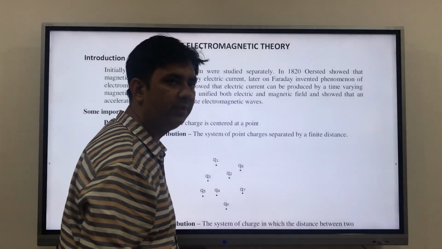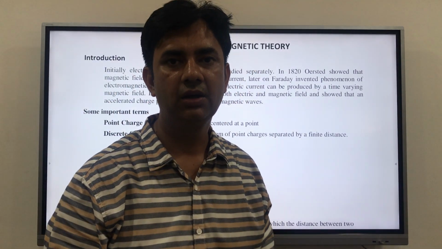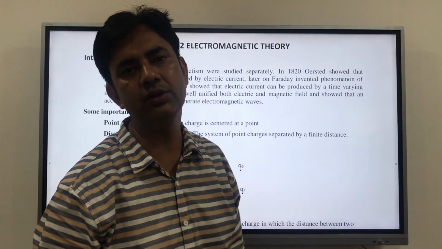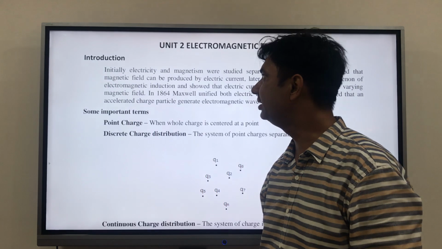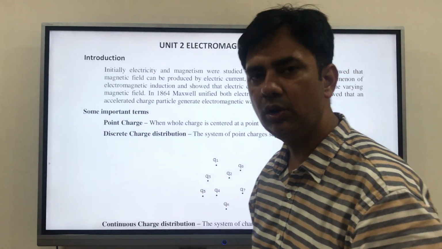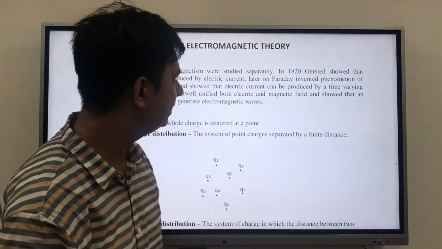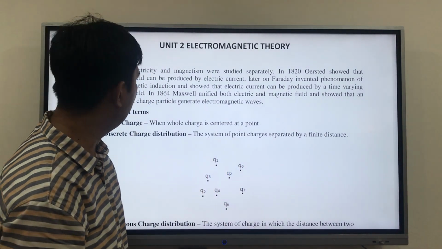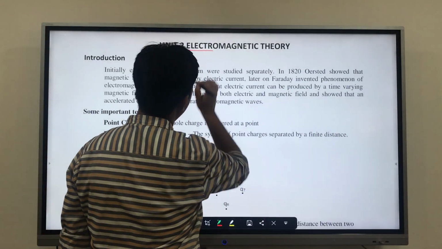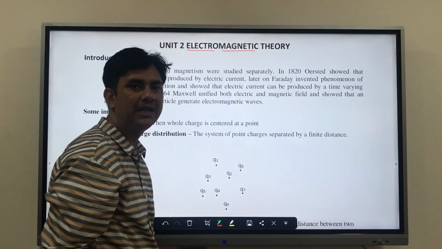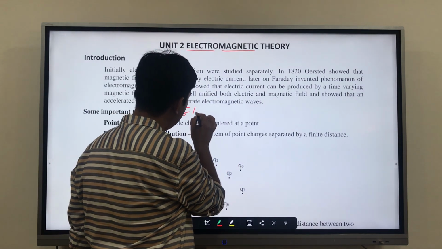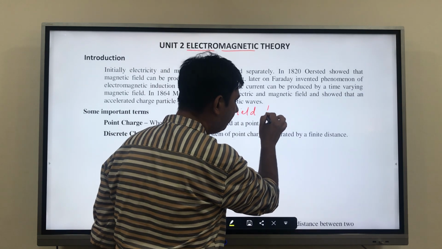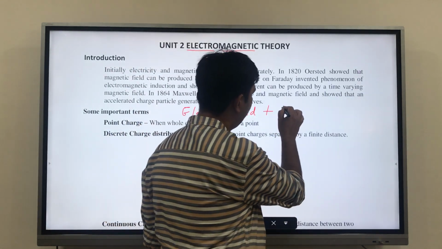Now, in continuation of the lecture series on engineering physics, my next topic is electromagnetic theory. This is our second unit in engineering physics, and it is called electromagnetic theory. So what is electromagnetic theory? It comprises two words: electro and magnetic. That means we are talking about the electric field plus the magnetic field.